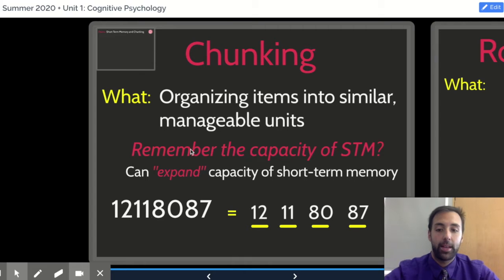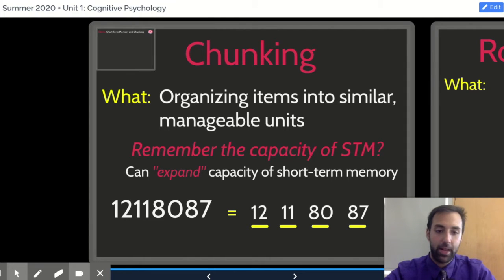So, for example, instead of 121188087, if you were to redo that demo, as we just did, and think to yourself, 1, 2, okay, that's 12, 1, that's 11, 80, 87. And instead of trying to memorize 1, 2, 1, 1, 8, 0, 8, 7, you memorize 12, 11, 80, 87. Because those individual numbers, 12, 11, and so on, are manageable units, bits of information that you're familiar with, you can actually, quote unquote, expand the raw number of information that you can keep within your short-term memory, as long as those are unified and manageable bits.